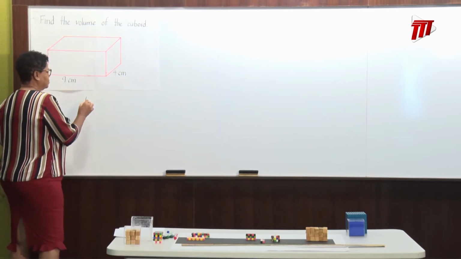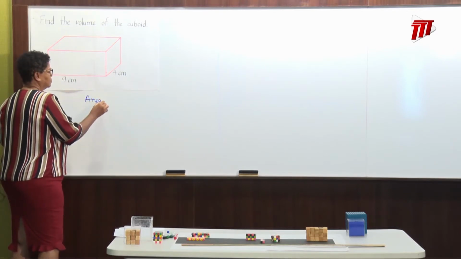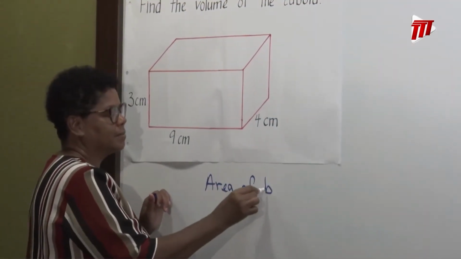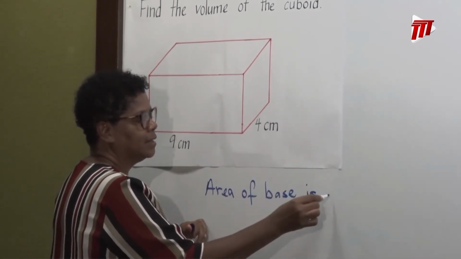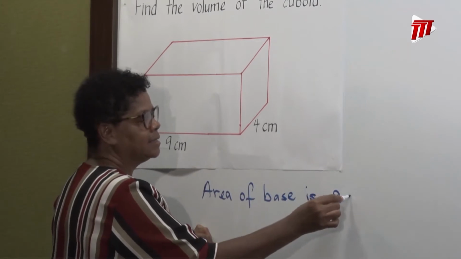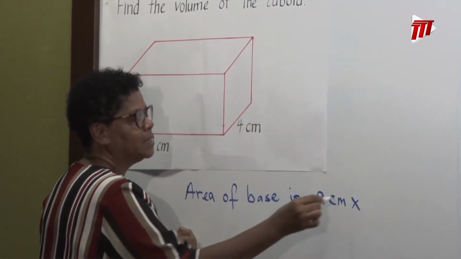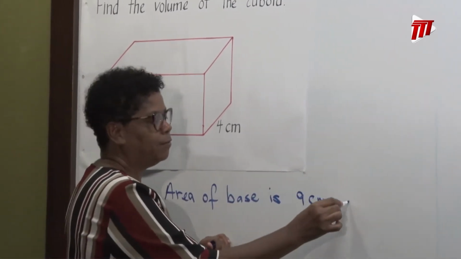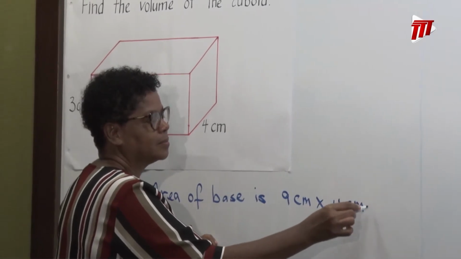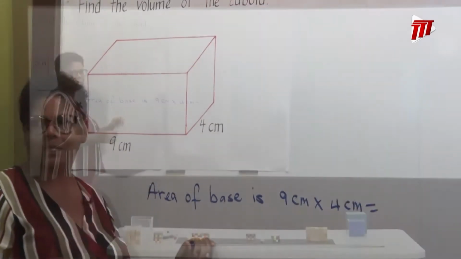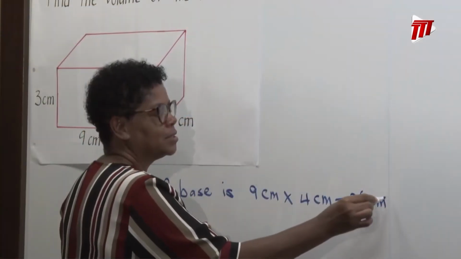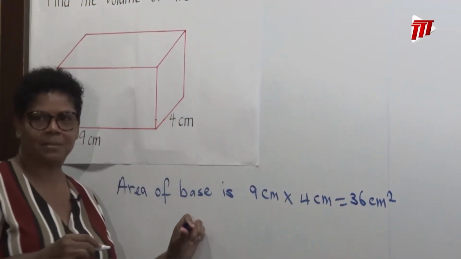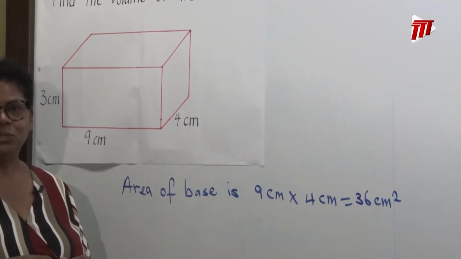So area of base is 9 centimeters multiplied by 4 centimeters. And that is equal to 36 square centimeters, because we are multiplying 2 dimensions.